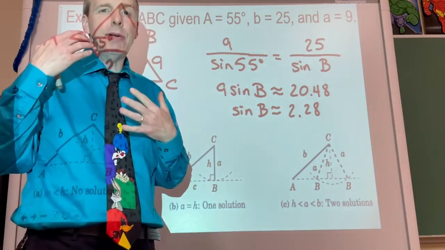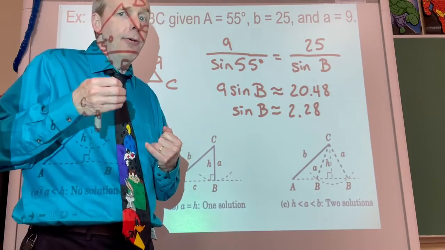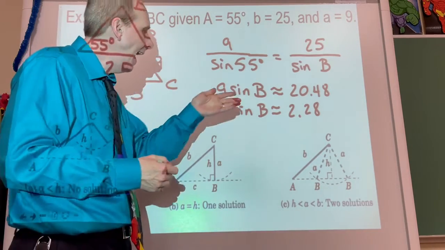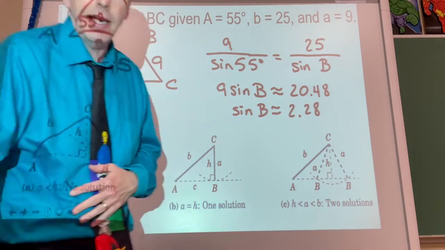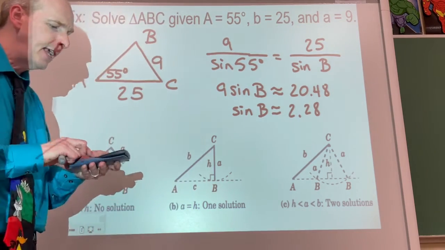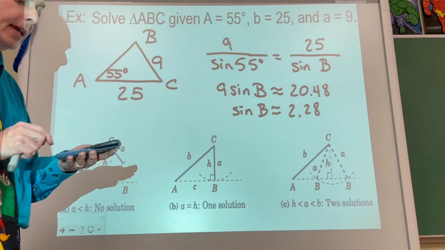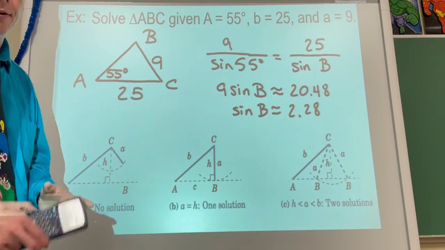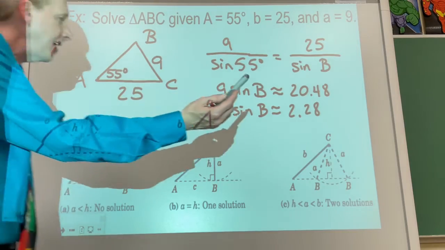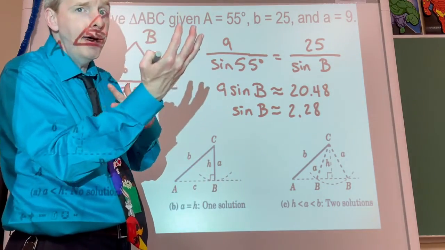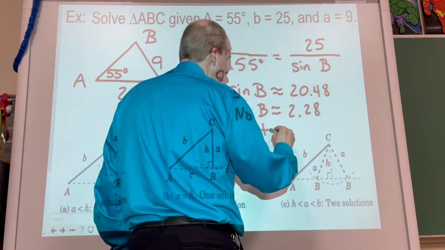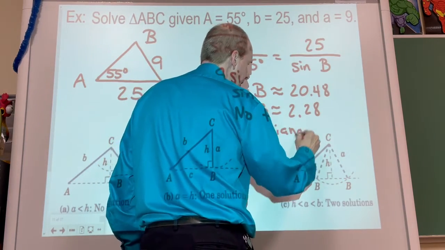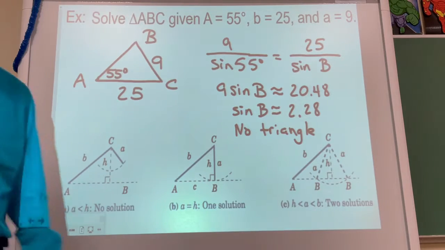Sine has to be between 0 and 1 or 0 and negative 1. I can't have a sine equal to 2.28. And even if I tried to do an inverse sine of 2.28, it would tell me there's a domain error because I can't take a sine value bigger than 1 or smaller than negative 1. Therefore, there is no triangle possible with these measurements.